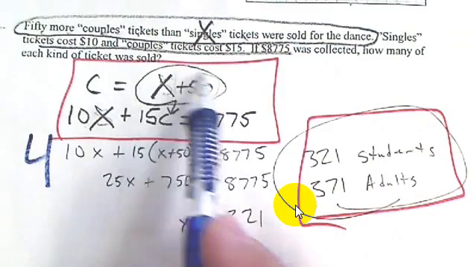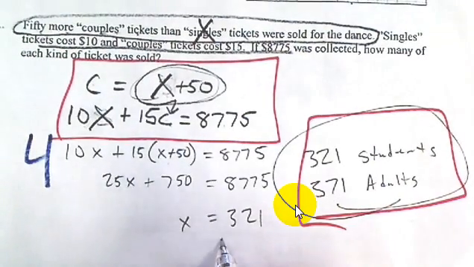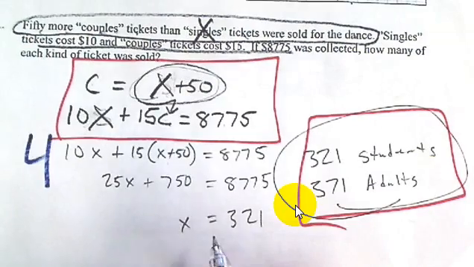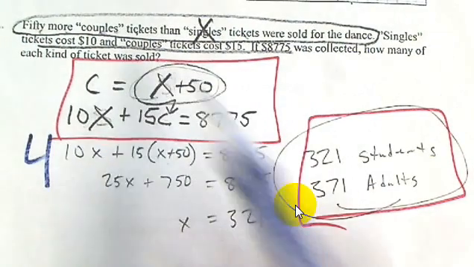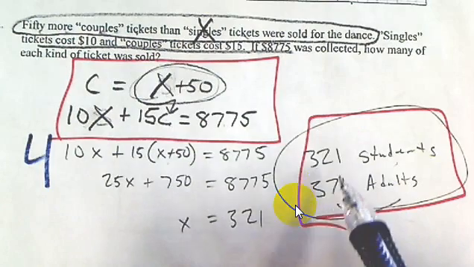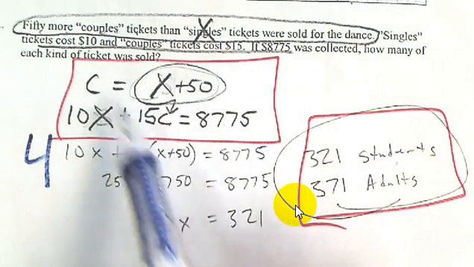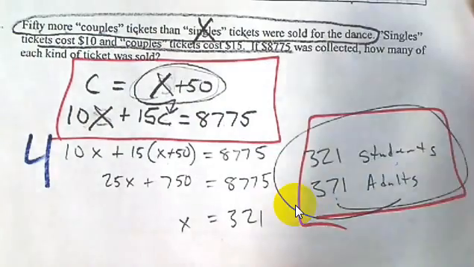So then I just substituted this in for the C, plugged it in here, solved the equation. How many of each kind of ticket was sold? Well, there's 321 student tickets, and I just plugged that back into here to get my couples tickets, which is 50 more.